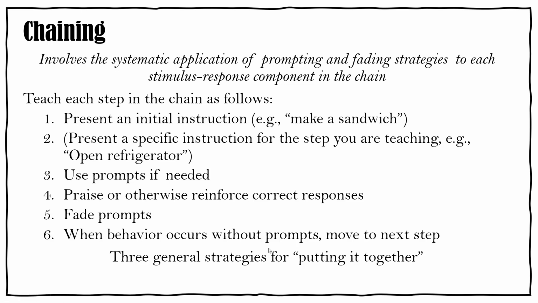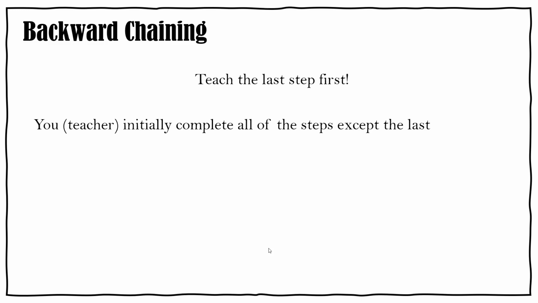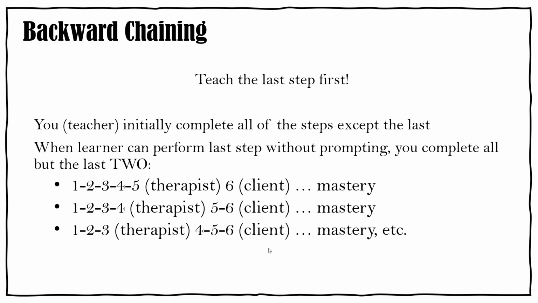And there are 3 general strategies for putting this whole thing together. The first one is what we call backward chaining. If you use backward chaining, you're going to teach the last step first. So you as a teacher initially complete all the steps or you prompt all the steps, and then you're going to teach that last step.